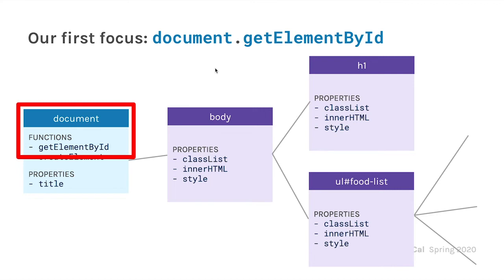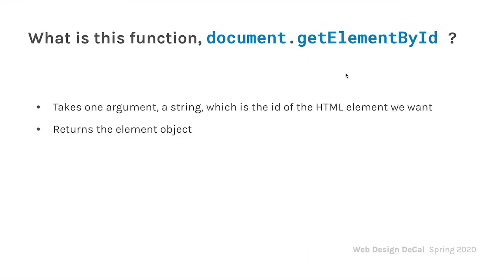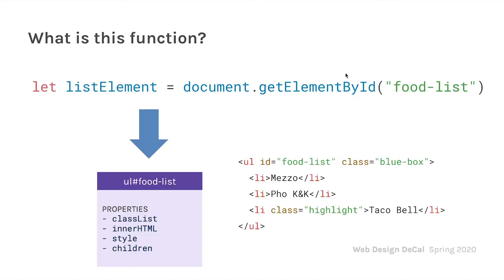document.getElementById. And getElementById is a function that's in the document object. Document.getElementById is a function that takes one parameter, which is a string, and returns an element object that corresponds to the HTML element with that ID. So here's an example of what I mean. Let's say we have this line of code: let listElement equals document.getElementById, and in the parentheses is where we put the ID that we're looking for.